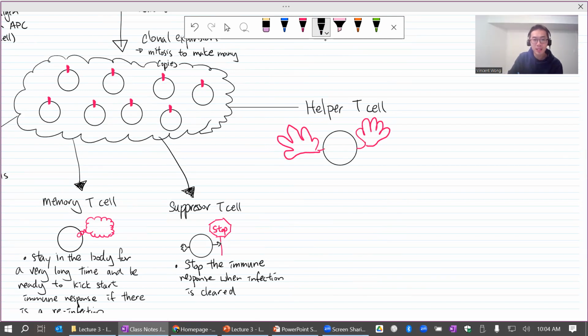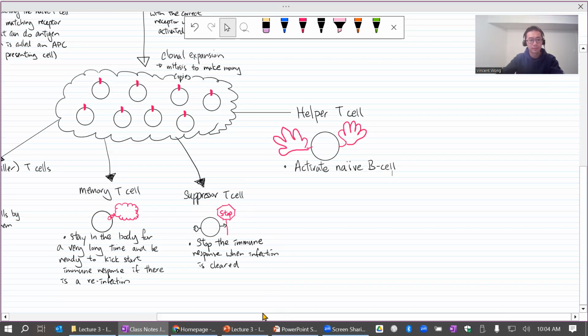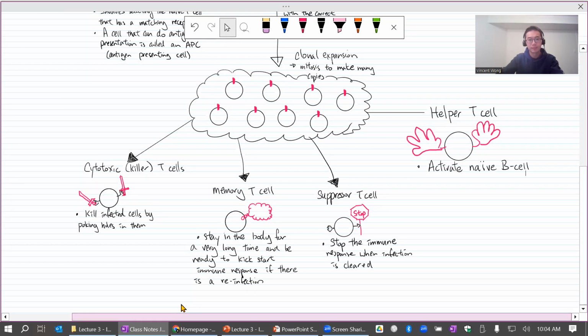So what does the helper T cell do? Well, the helper T cell will activate naive B cells, which I will tell you what they are in a second.